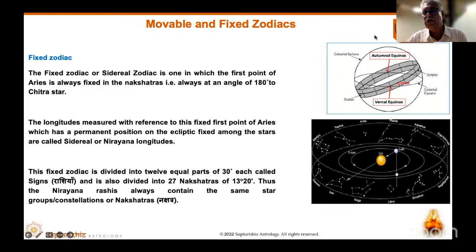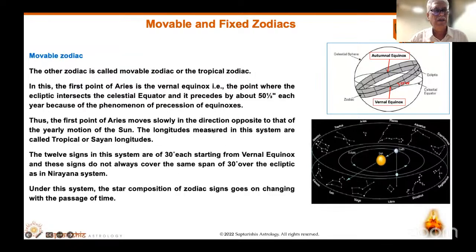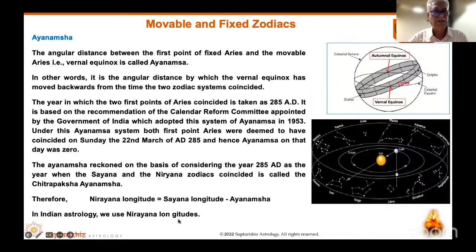So the difference between this value of the vernal equinox and the starting point of this thing, 0 degree, is called the ayanamsha. Okay, so this is movable. Ayanamsha is nothing but the sayana longitude, because this is ahead of this. Sayana longitude minus ayanamsha, if you do this, then you will get this distance value, the Nirayana longitude.